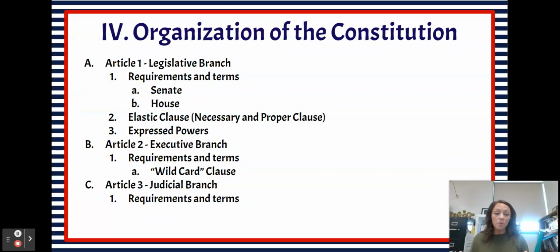The only requirements according to the Constitution are that a person has to be nominated or appointed by the president, and their appointment has to be approved by the Senate. That's it. Those are the only requirements. Okay, so you just have to be nominated by the president and approved by the Senate.